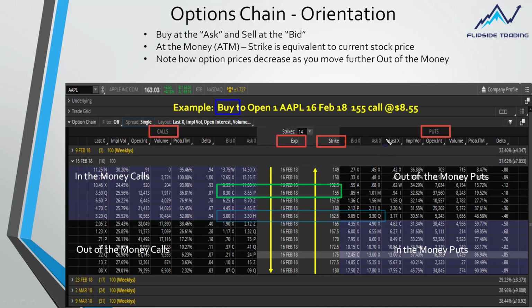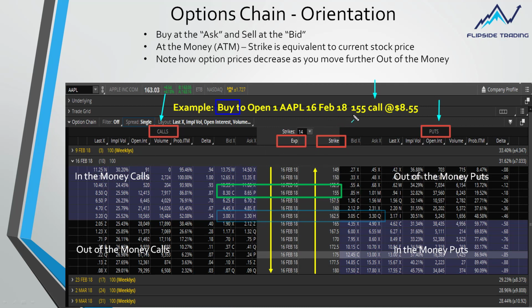Next thing is that this is divided on two different sides between puts and calls, right? The calls are always here on the left-hand side. The puts are always here on the right-hand side. So we're here and we're going to go ahead and buy the call, so we're going to focus on this left-hand side.